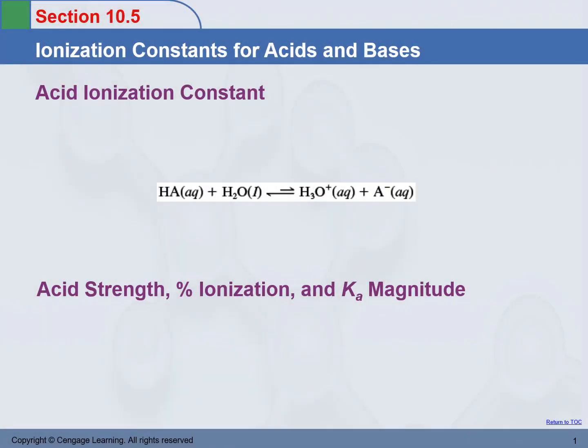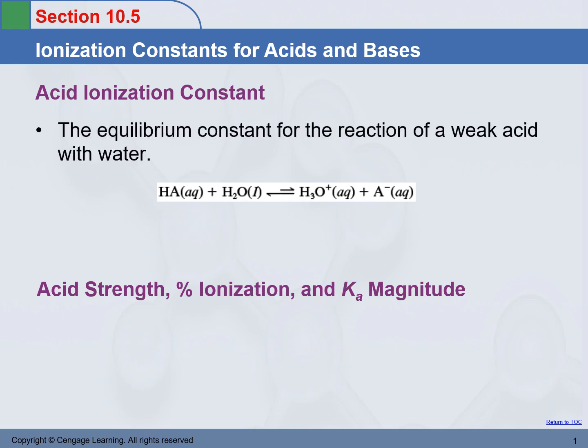Ionization constants for acids and bases. The acid ionization constant is the equilibrium constant for the acid ionization in water. We know how to do this. K equals the product of the concentrations of the products divided by the product of the concentrations of the reactants.